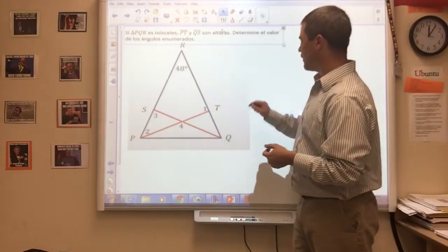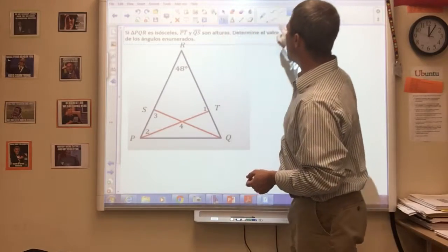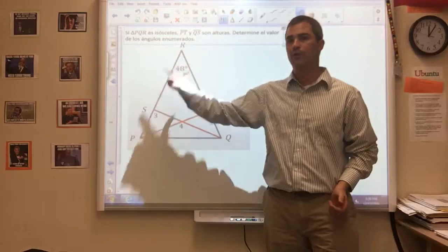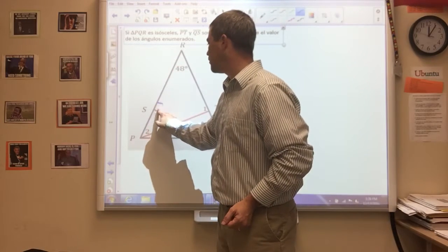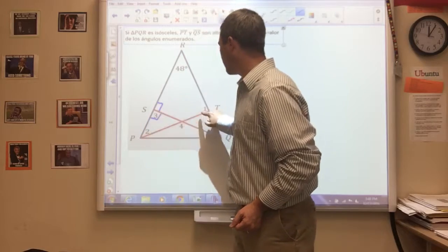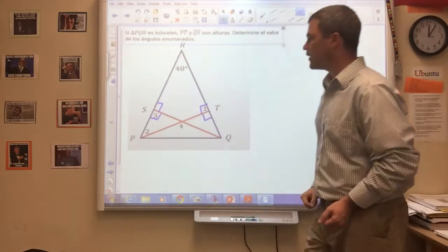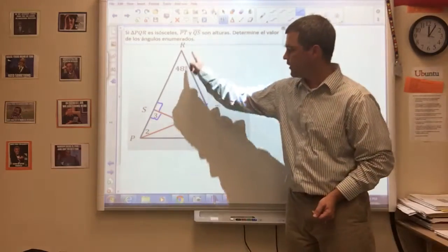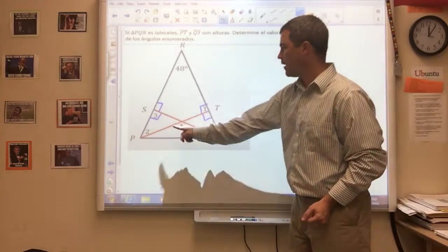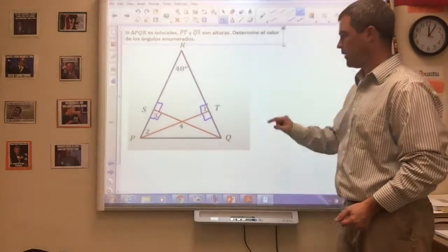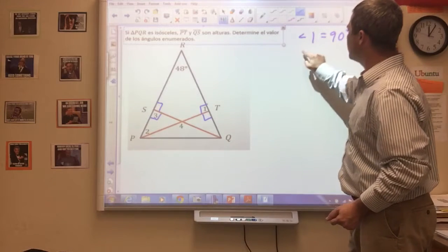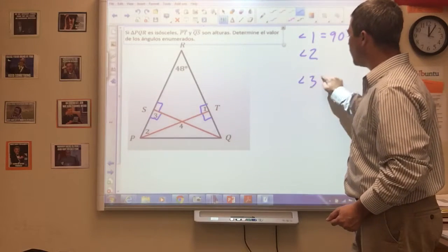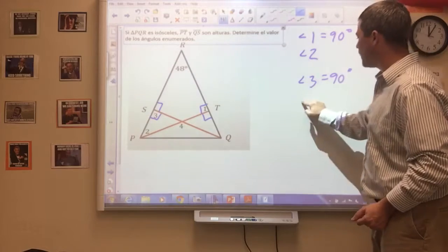So the first thing that I know is, although it's not part of the entire triangle, I do know that having an altitude makes these angles all 90 degrees. QS and PR are perpendicular, and PT and RQ are perpendicular. So right away I know angle 1 is 90 degrees, and I know angle 3 is 90 degrees.